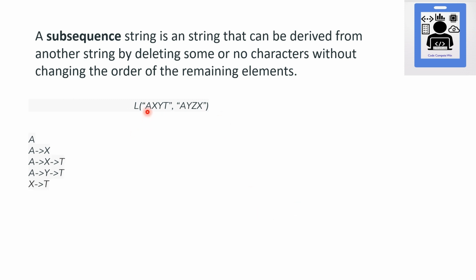For the AXYT string, A is a subsequence because if we delete XYT we get A, which is a subsequence of the AXYT string. In the same way, if we delete YT we get AX, if we delete Y we get AXT, and the same way if we delete any character from this string, but you need to make sure that you can't change the order of the characters.